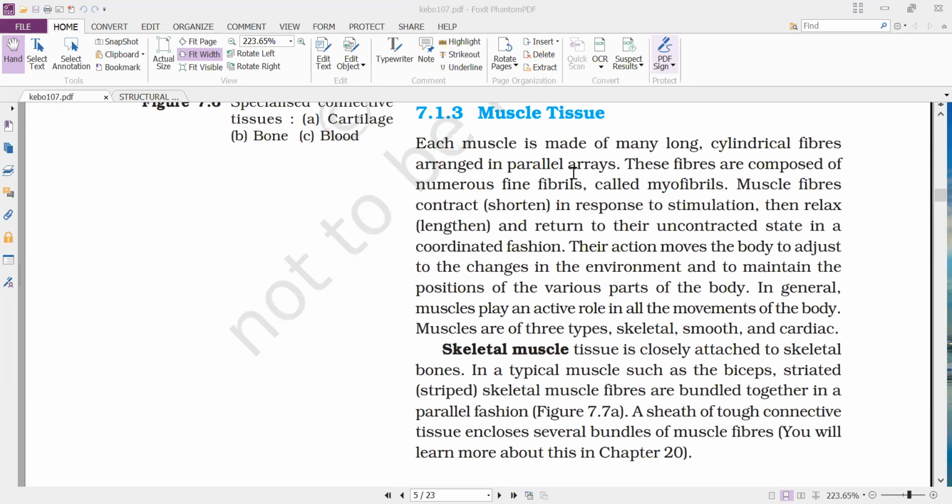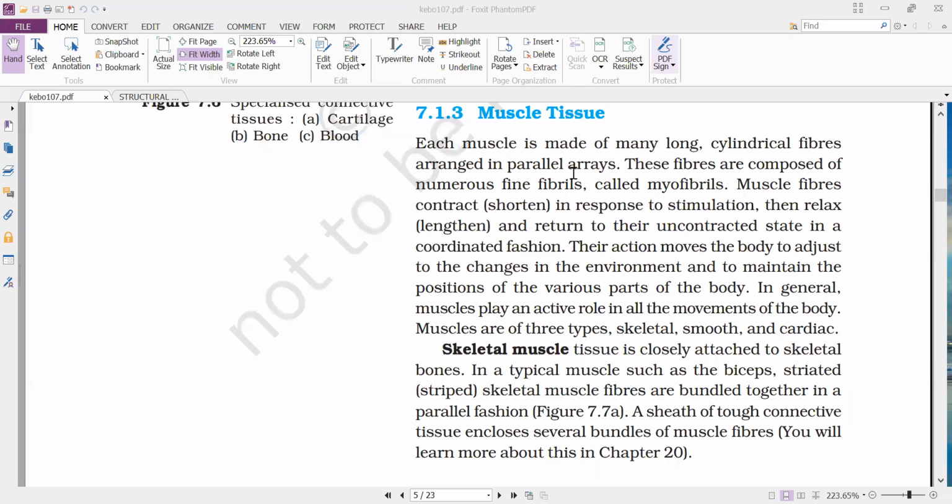Okay, and next, muscle fibers contract or shorten in response to stimulation, then relax, that is lengthen, and return to their uncontracted state in a coordinated fashion. That means the muscle is a contractile tissue. Whenever they need, they can undergo contraction, that is, shorten, and whenever they relax, they lengthen. They contract or shorten in response to stimulus.